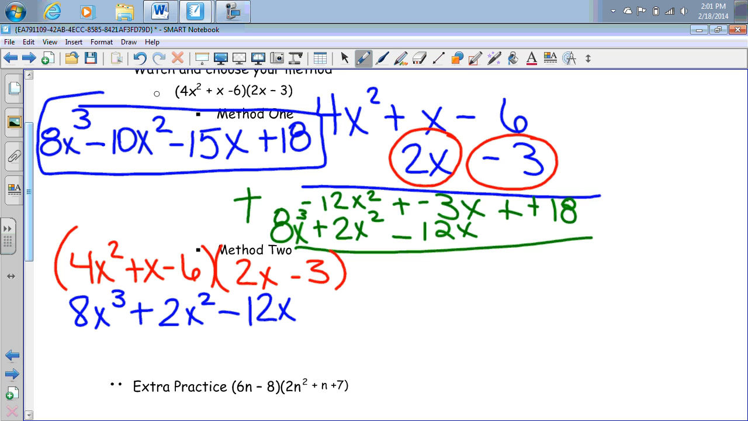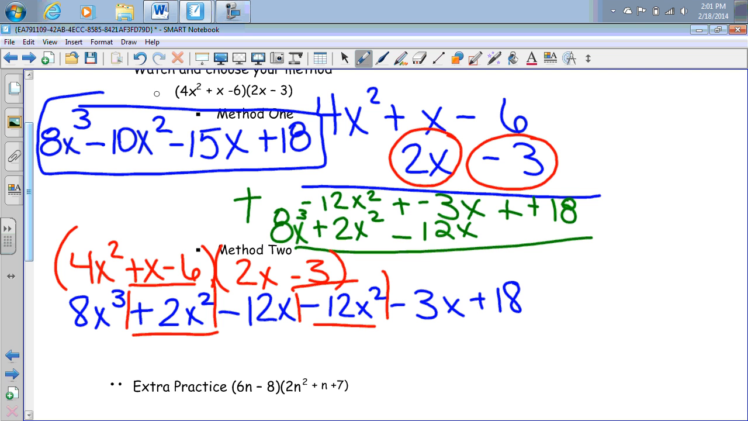Okay? Now I have negative 3 times 4x squared, which is negative 12, so minus 12x squared. Negative 3 times x would be minus 3x. And negative 3 times negative 6 would be positive 18. Okay, then I would go through and I would circle my like terms. 2x squared and minus 12x squared. And then I have a minus 12x and a minus 3x.